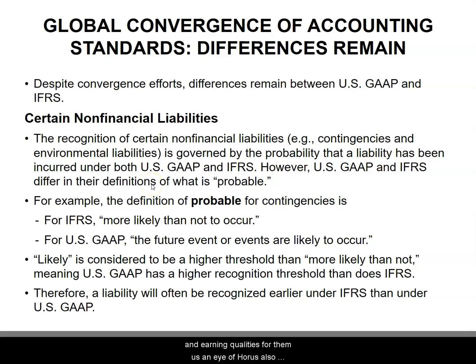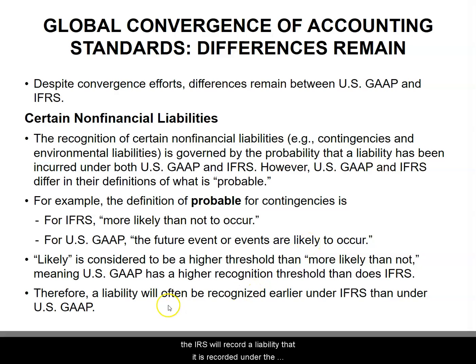US GAAP and IFRS also differ in the recognition of certain non-financial liabilities such as contingencies and environmental liabilities. The recognition of such liabilities is governed by the probability that the liability has been incurred under both US GAAP and IFRS. However, the definition of probable varies from IFRS to US GAAP. Under IFRS, probable means more likely than not to occur. Though not written in standards, in practice, this means more than 50%. Under the US GAAP, probable means the future event or events are likely to occur, and likely here is a higher threshold, and again in practice it implies more than 70% probability. So likely is a higher threshold.